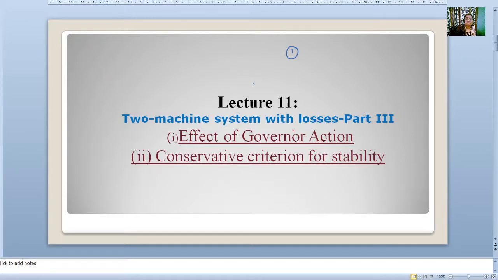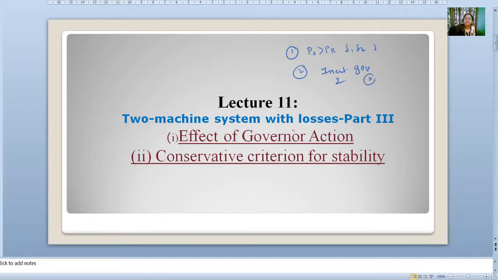The two machine system with losses is complicated by two facts that we have seen. The first fact is that sending end power is greater than receiving end power, and it also occurs at different angular separations del 1 and del 2. The second thing is that the maximum stable angle, that is the relative angle, depends upon the relative inertias of the two machines as well as governor action. This we have covered in part 1 and part 2.